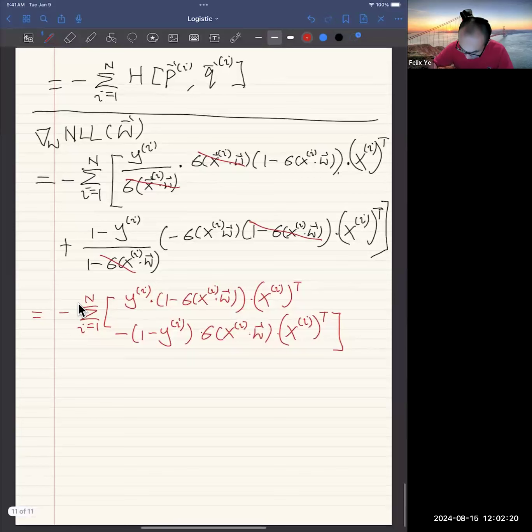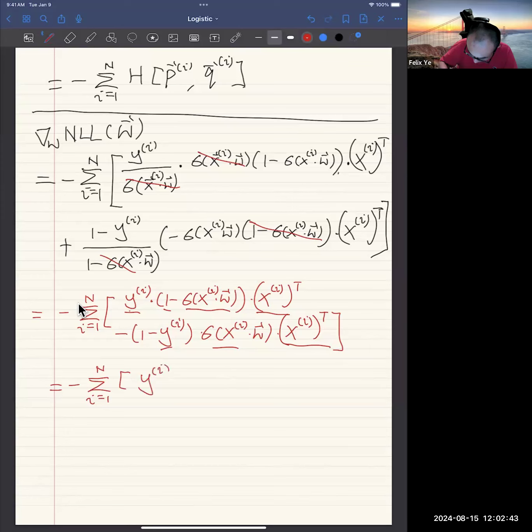So then what we do is we can factor out this xi transpose. It's a common factor here. And here we have yi times 1, yi times a sigma. So this is minus. Minus minus cancels out with a positive. This becomes yi minus sigma of xi w, times xi transpose.